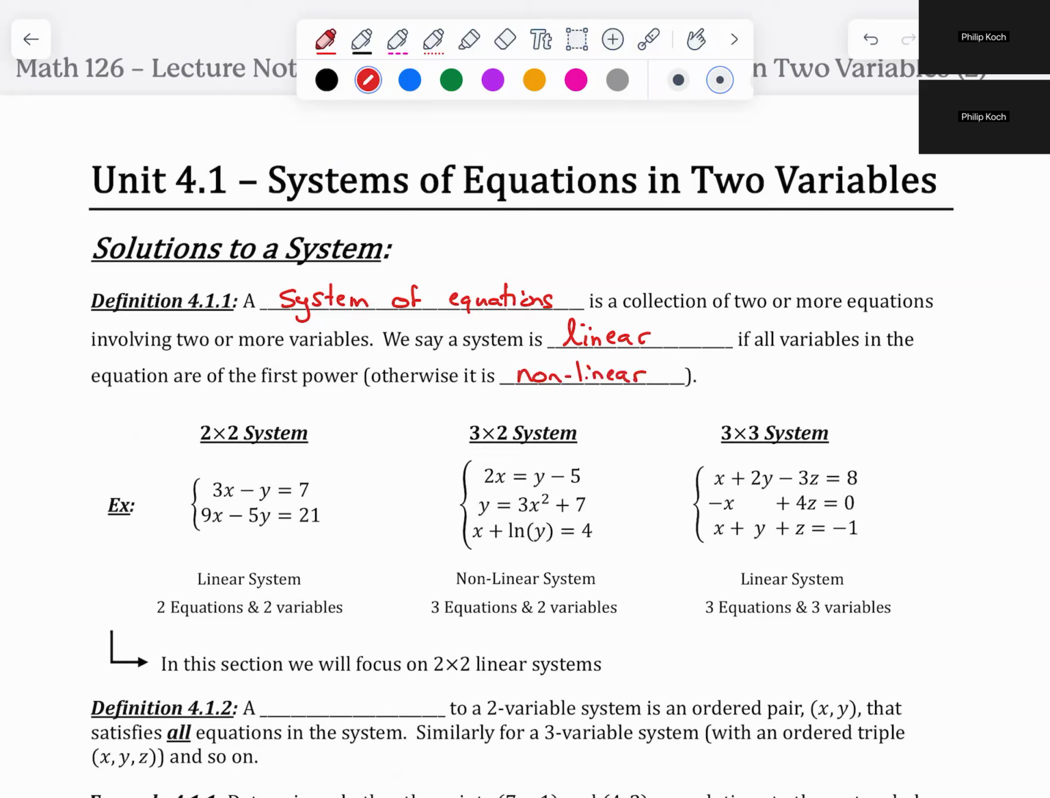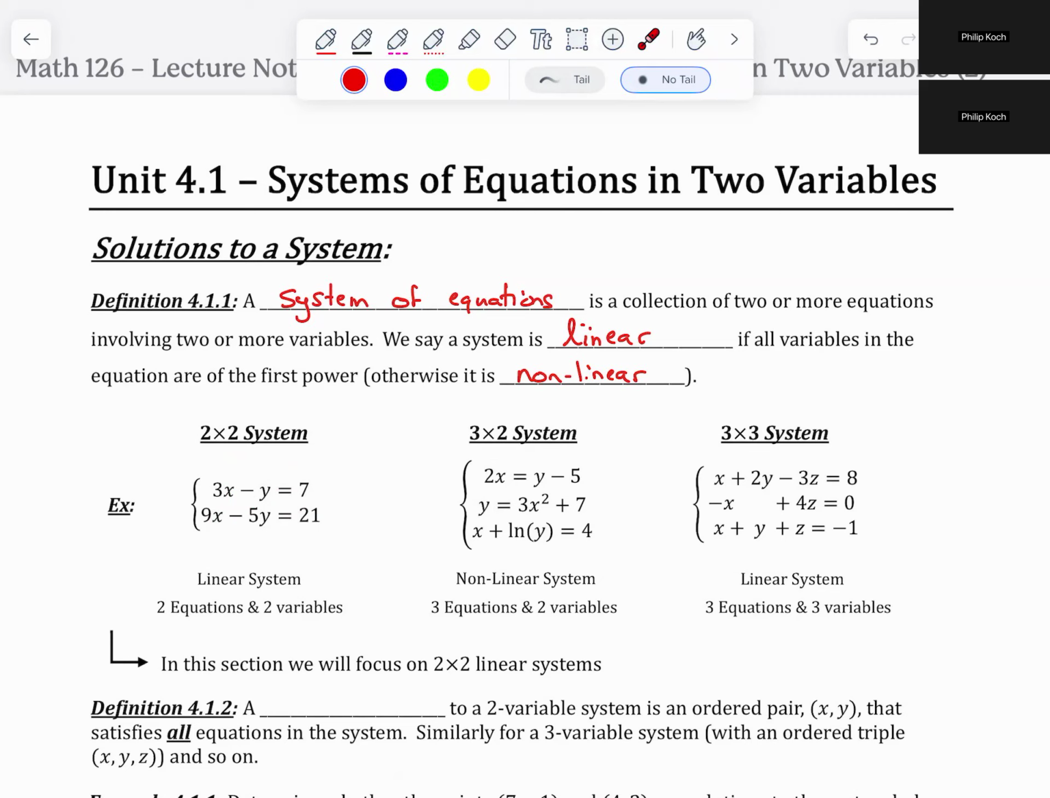And I suppose I should say, if all variables are not being applied to anything, they're just to the first power. So it's a system of equations. You could look at this and say this is a system of two equations and two unknowns, or you could say two variables and two equations. However you want to say it is fine.